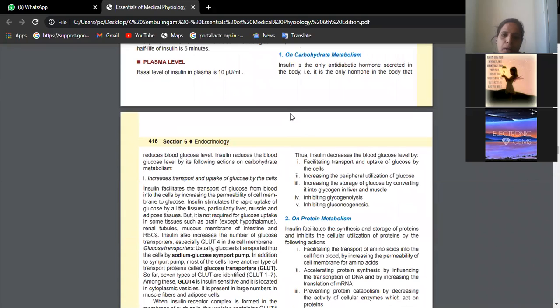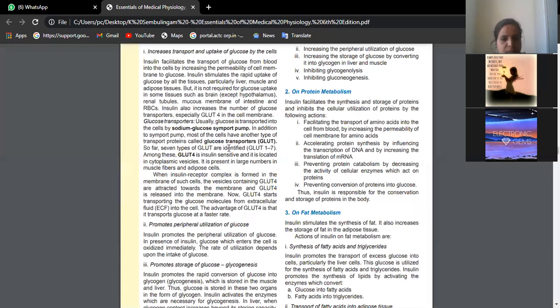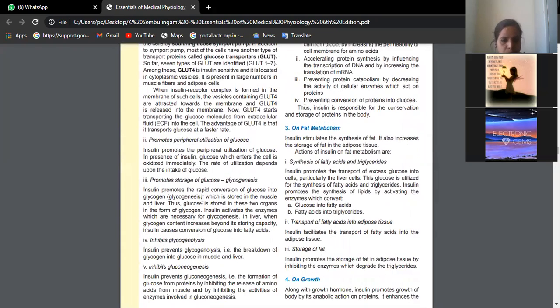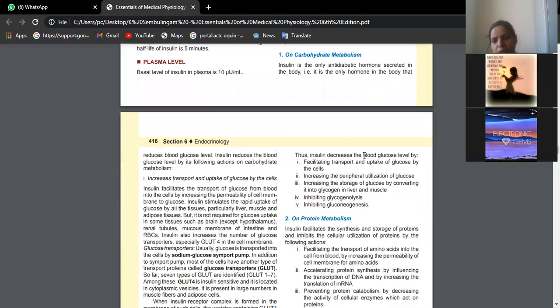So whatever Ritika told us is given here: increases transport of glucose by the cells, by making use of certain receptors and transporter mechanisms, promotes peripheral utilization of glucose. It also promotes the storage of glucose, that is glycogenesis. It prevents the breakdown of glycogen, that is inhibits glycogenolysis. It inhibits gluconeogenesis also. It will not allow the non-carbohydrate sources to be converted to glucose. Thus overall, the blood glucose levels are decreased.